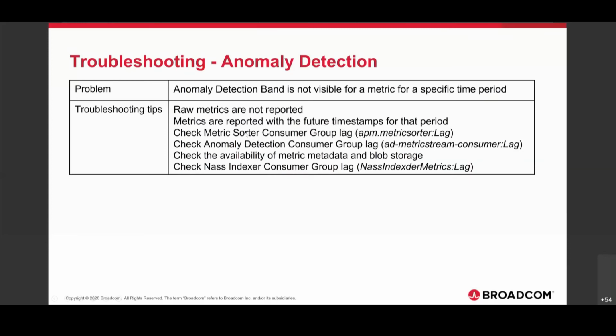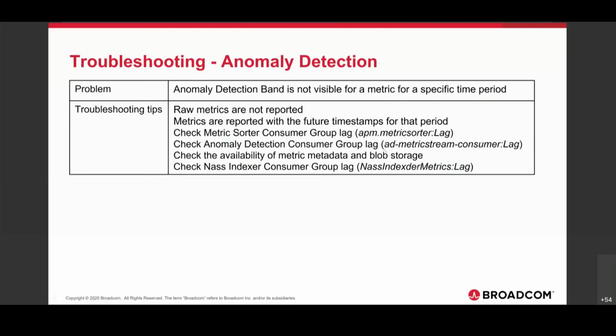So the first entry point will be the metric sorter, which looks into the NAS metrics and then processes and forwards them to anomaly detection. So we can check using the Kafka monitor to see if there is any lag on the metric sorter. Then anomaly detection is the one that consumes those filtered metrics, so we can check if there is any lag. So these are the cases where we might see a gap. If the lag goes beyond a certain time, Kafka might have a default retention and drop those messages. Those are the scenarios where we might end up seeing a gap in the specific time period.